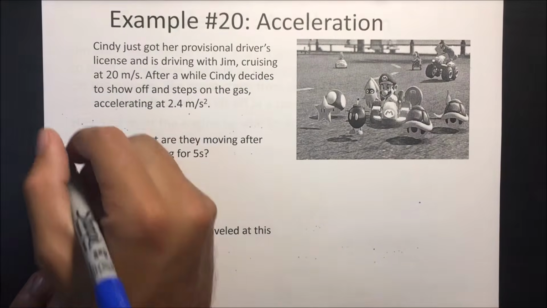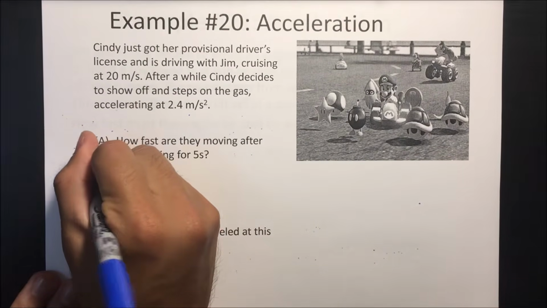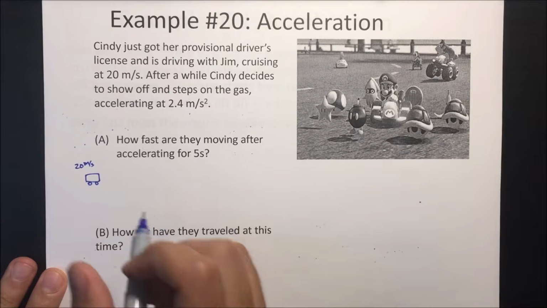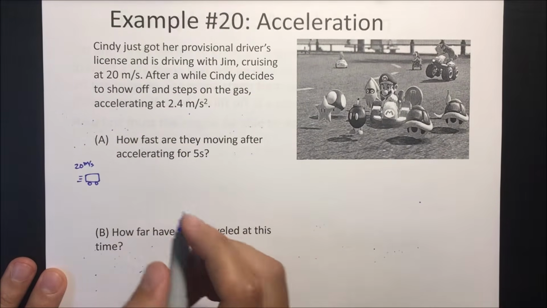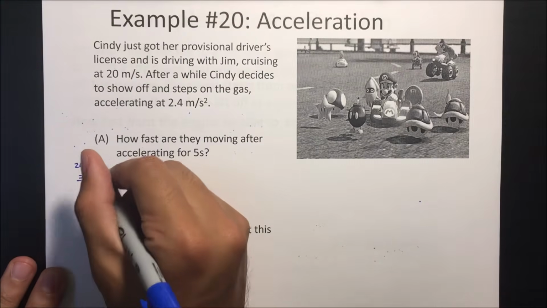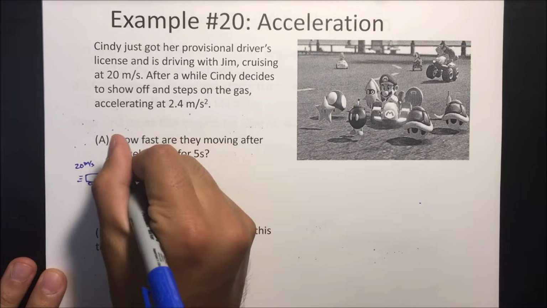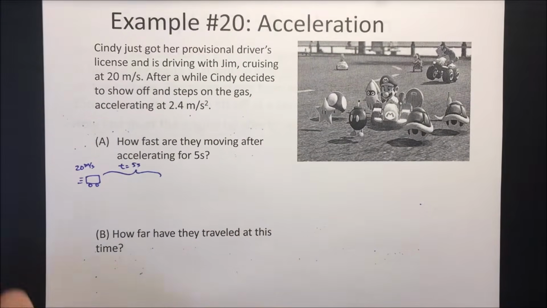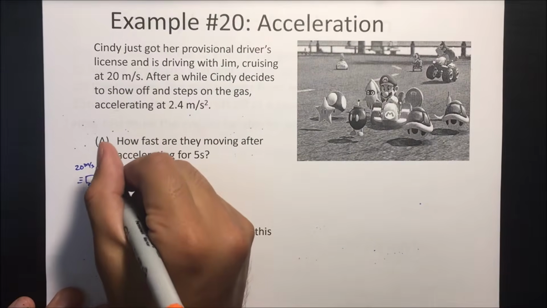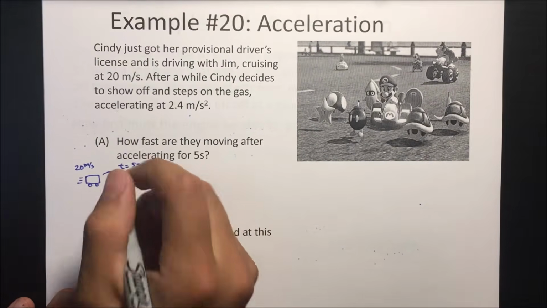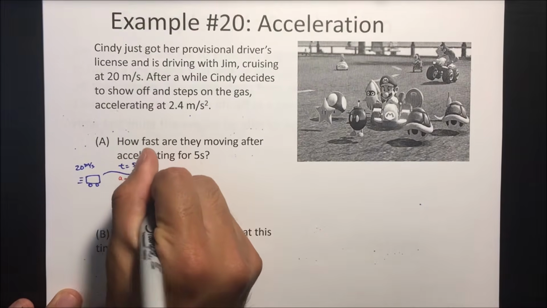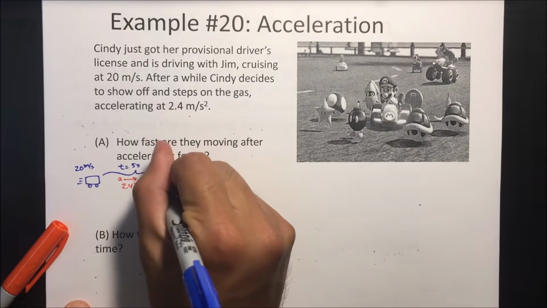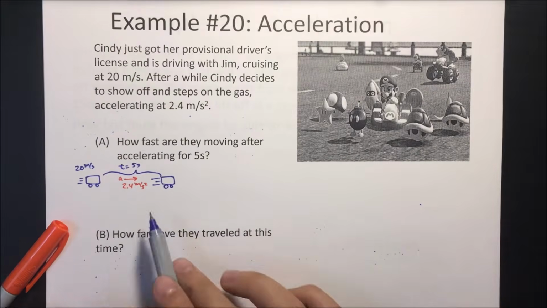This is Cindy, and she's cruising at 20 meters per second. She decides to show off, and she starts accelerating. So she's cruising, but then she steps on the gas. She steps on the gas for 5 seconds. Time equals 5 seconds. And she's accelerating also. She's accelerating, going faster at 2.4 meters per second squared. And what we want to know is, how fast is this car going after that acceleration for 5 seconds?